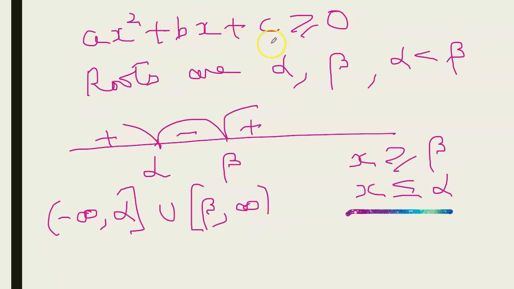What about ax squared plus bx plus c greater than or equal to 0? Again, if the roots are alpha and beta where alpha is less than beta, we position them into intervals and write plus or minus starting from the rightmost interval. Greater than or equal to 0 means you look at plus. So it will be x greater than or equal to beta or x less than or equal to alpha. That is the solution set. Or you can write it as minus infinity to alpha including alpha, union beta to infinity including beta.